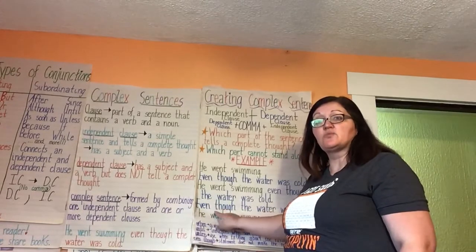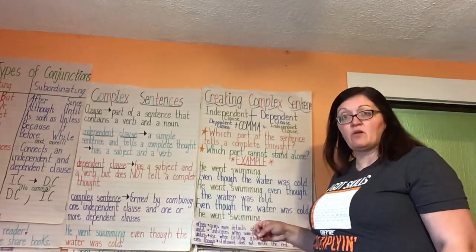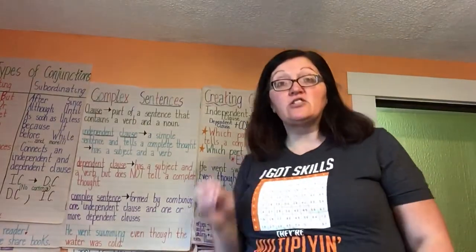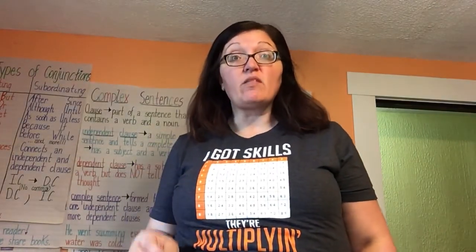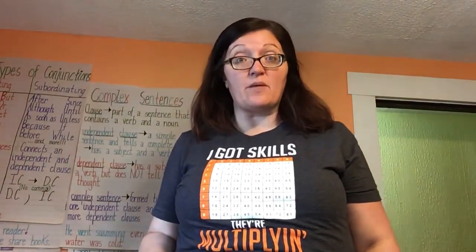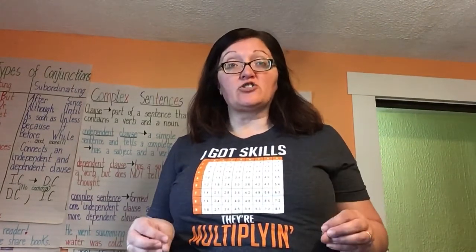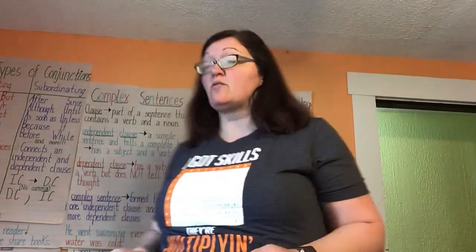If your sentence starts with a conjunction, you need to have a comma in it. Okay? Let me say that one more time. If your sentence starts with a conjunction, you need to have a comma in your sentence. So if your sentence starts with a conjunction, you should have a comma somewhere in your sentence. Okay?